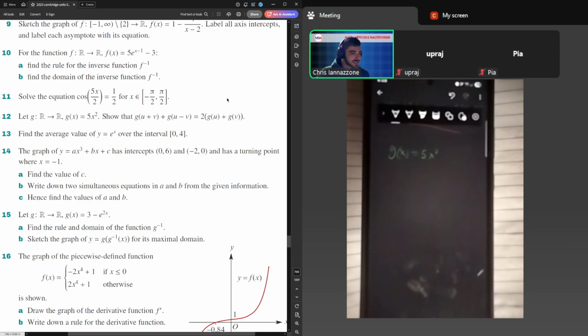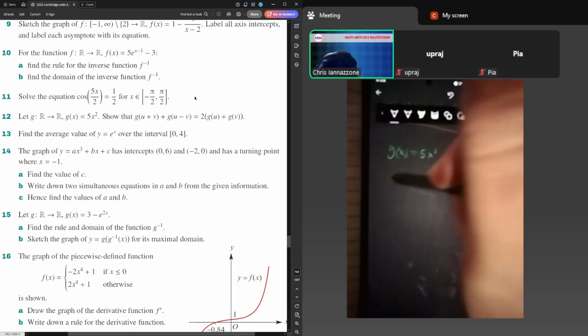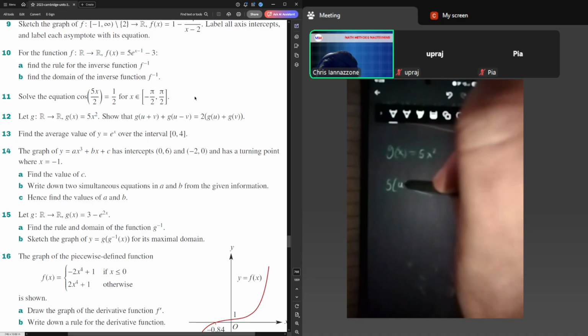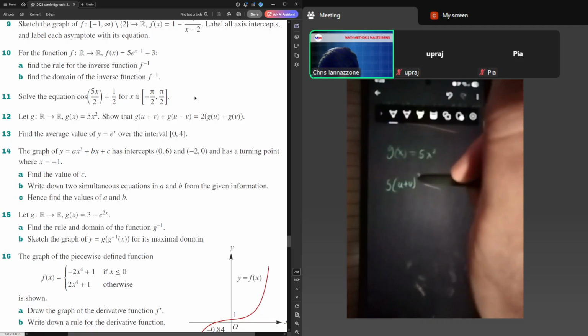Yeah, so basically, what I would do is I would separate both of these as their own individual problem statements. So you have this statement, g of x is 5x squared. You have this left-hand statement, which is g of u plus v plus g of u minus v. And so basically you would just expand that out based on what g of x actually is. So g of u plus v is therefore going to be 5 bracket u plus v all squared, because you're replacing every x with u plus v.